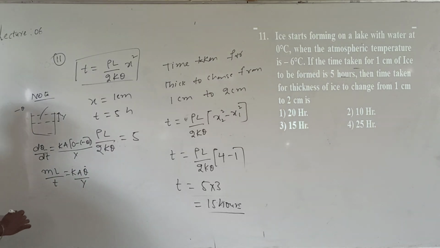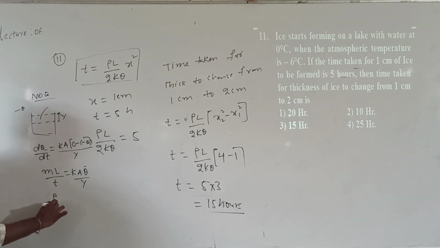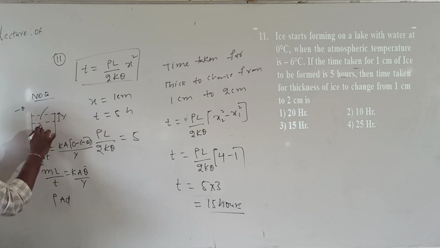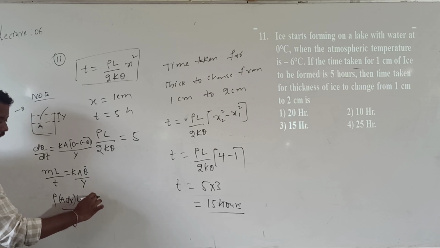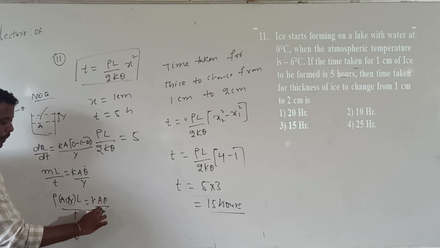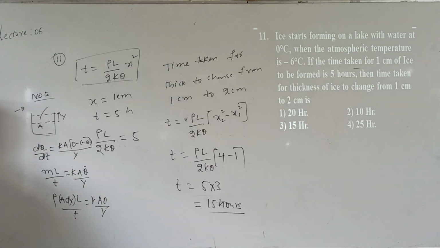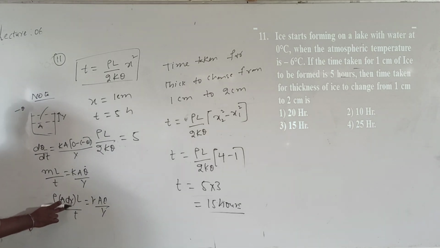Okay? So mass can be written as density into volume. Density into volume value can be written as A, the area of cross section, that is the free surface of the water, is A. So what is the thickness to be increased? That is rho into Y into L by T is equal to K into A into theta by 1. From this we will calculate the value of T in order to form the thickness Y.